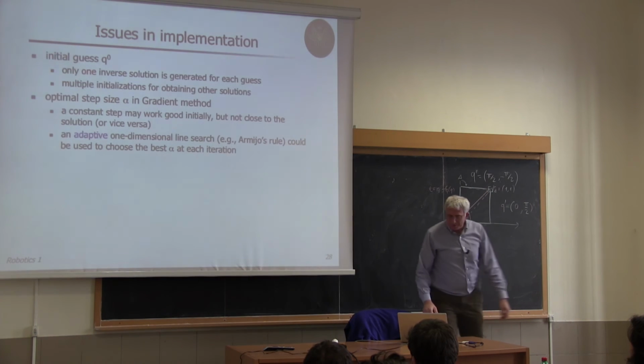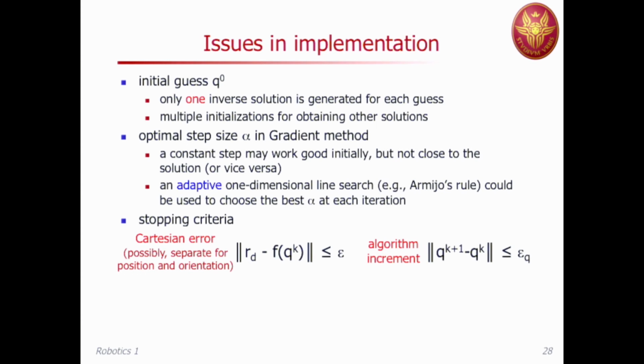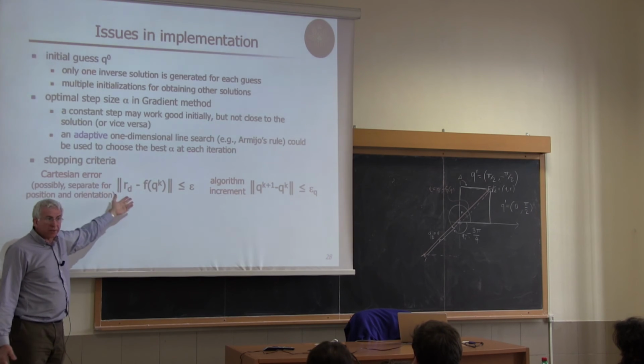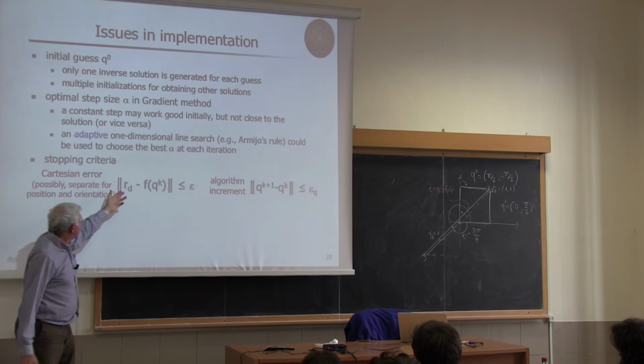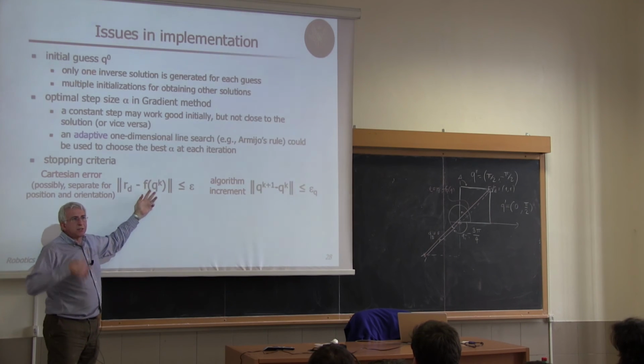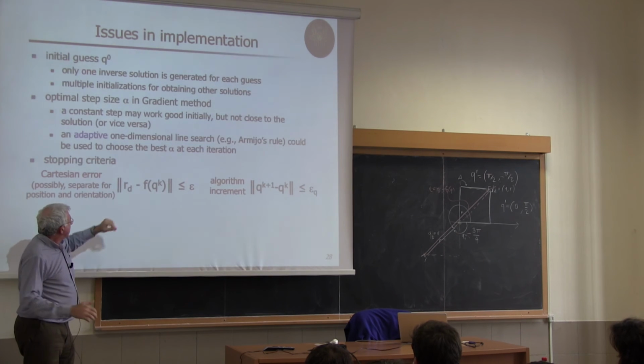Okay, good. When do you stop? So when you find a solution, what does it mean numerically finding a solution? You will never get 0, for sure. So you have to make some stopping criterion. One typical stopping criterion is the Cartesian error, or task error. You have r_d minus f of q_k. If this is less than 10 to the minus 6, it's okay. You stop.